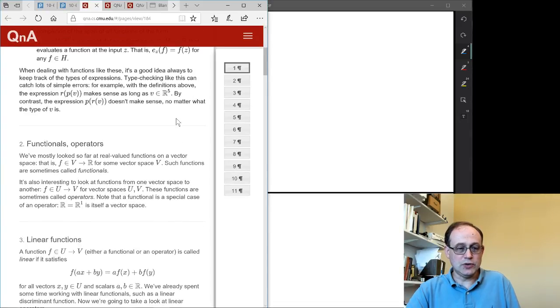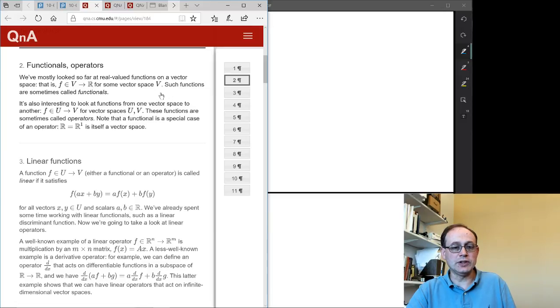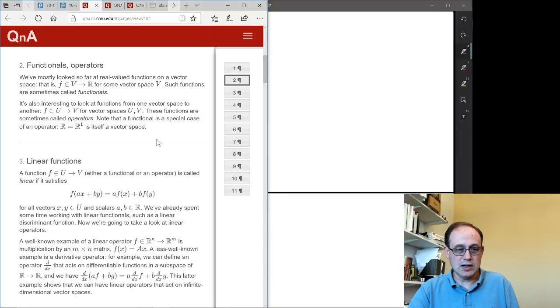So just a little bit of vocabulary: real valued functions, functions from a vector space V to the real numbers, are often called functionals. A functional is a function; if you want to specify that it's real valued, you can say that. And then a function from one vector space to another is often called an operator. A functional is also an operator, right? Because the real numbers themselves form a vector space. But usually when you say an operator, you mean some other more complicated vector space that you map from and to. So that's just a little bit of vocabulary.